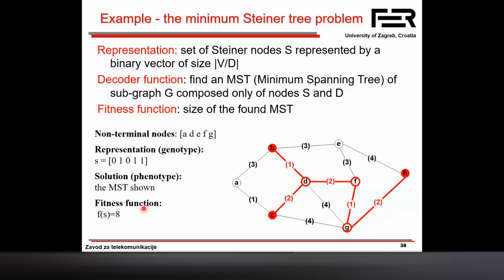So if I give you another solution that says I include nodes, let's say A, E, D, and G, what is the fitness of that solution? In that case, to find the fitness of that solution, I would have to calculate a minimum spanning tree of those chosen nodes plus my original terminal nodes and find the weight of that minimum spanning tree.